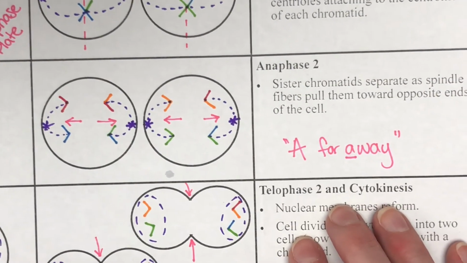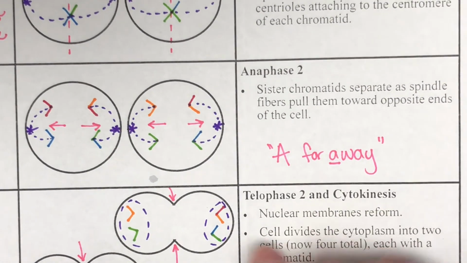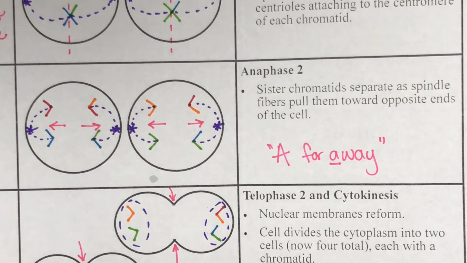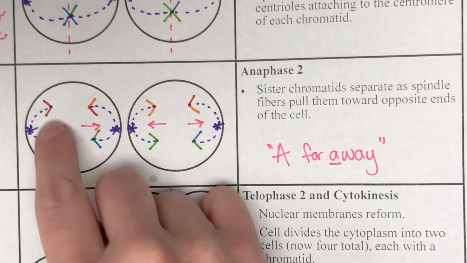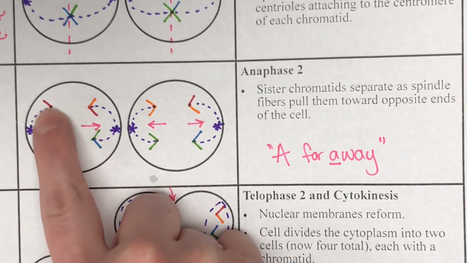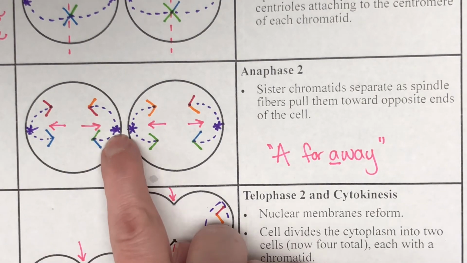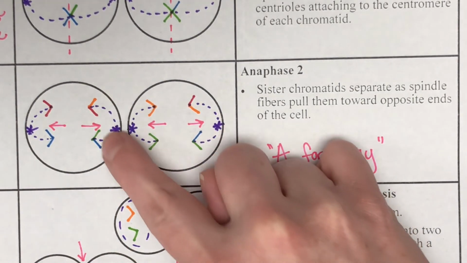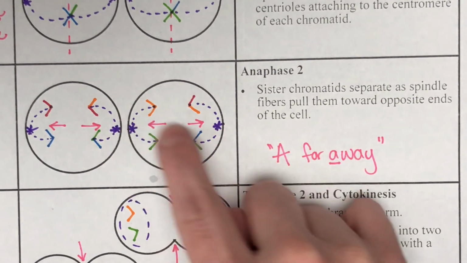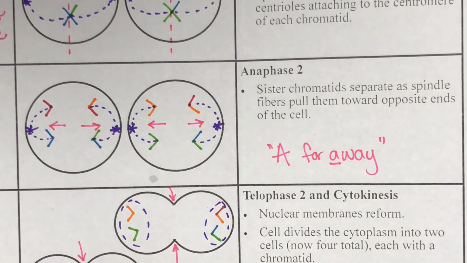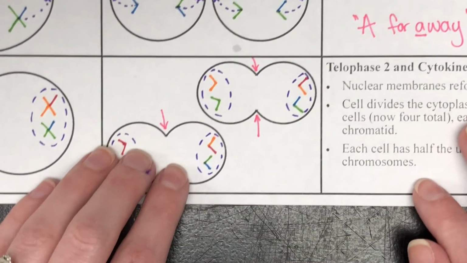And now in anaphase 2, these guys are getting split apart. They're getting ripped up into individual chromatids. So we have this one, all red, moving to this side, all blue moving to this side. This one is orange and red, green and blue moving to this side. And the same is happening over here. Again, A for away, they're just separating.